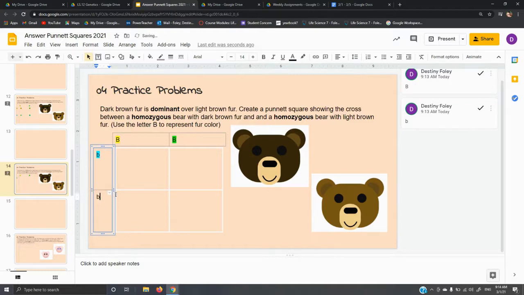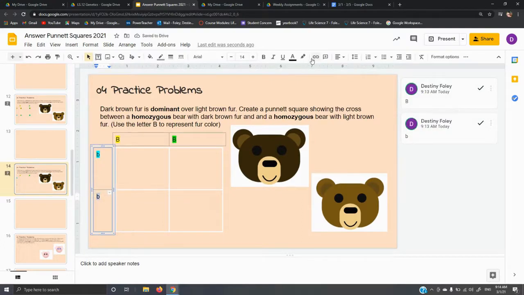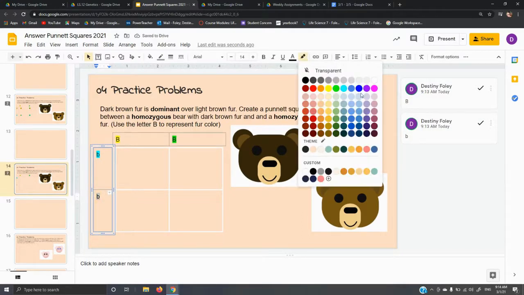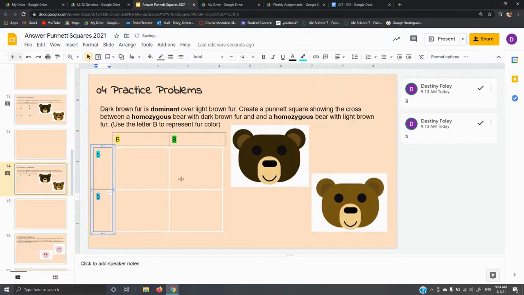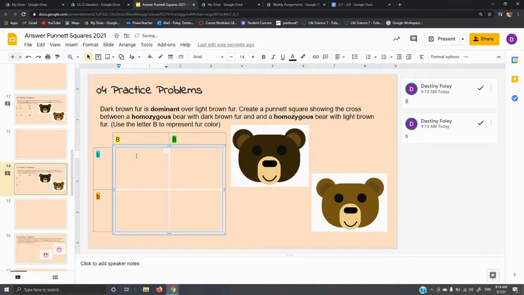Lowercase b, lowercase b. What color do you want to make this one? If I could stop clicking the comment, that'd be really cool. I'll make this one the light blue. Oh, we already made a light blue. Orange. All right.